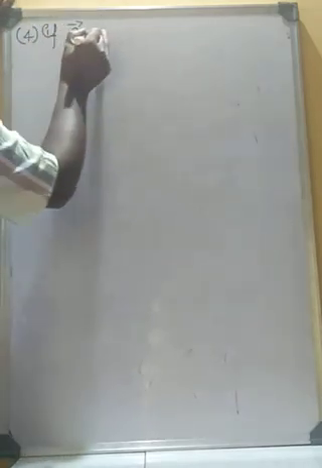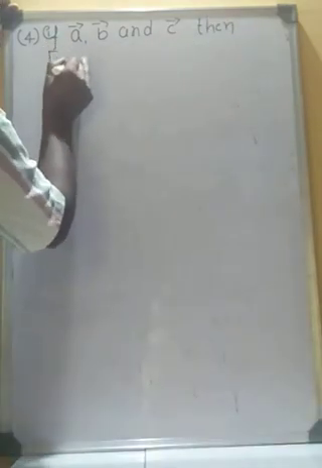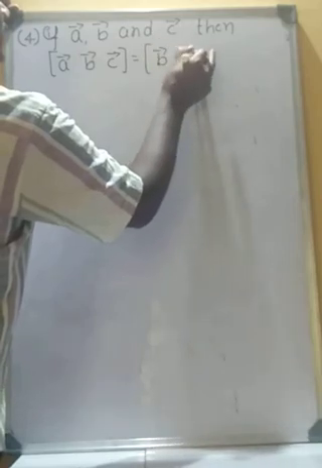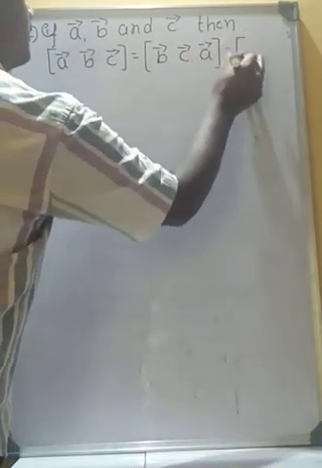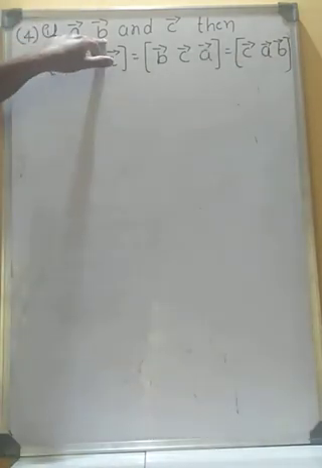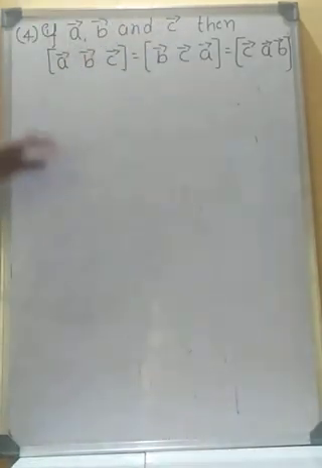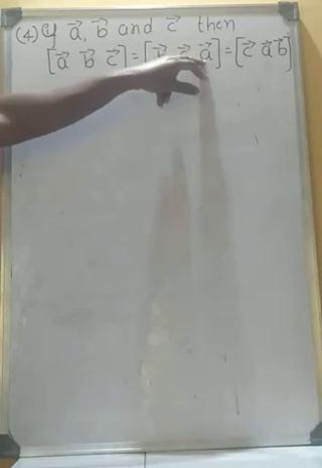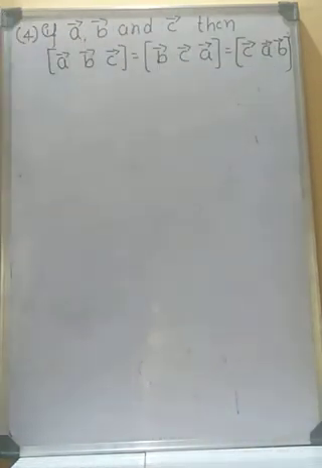The fourth observation: if vector A, vector B and vector C are any three vectors, then the box product of vector A, vector B, vector C is equal to the box product of vector B, vector C, vector A, which also equals the box product of vector C, vector A, vector B.